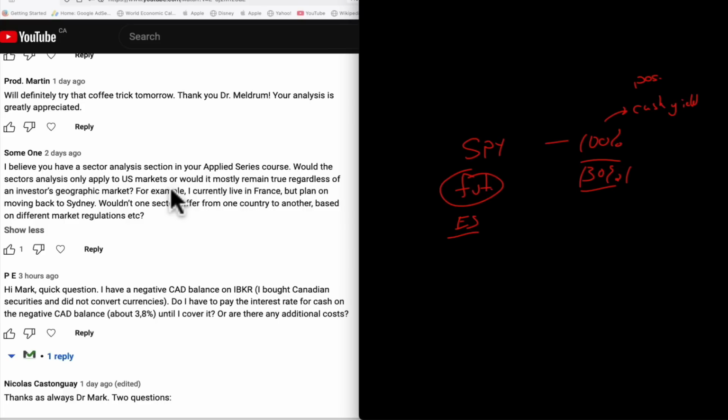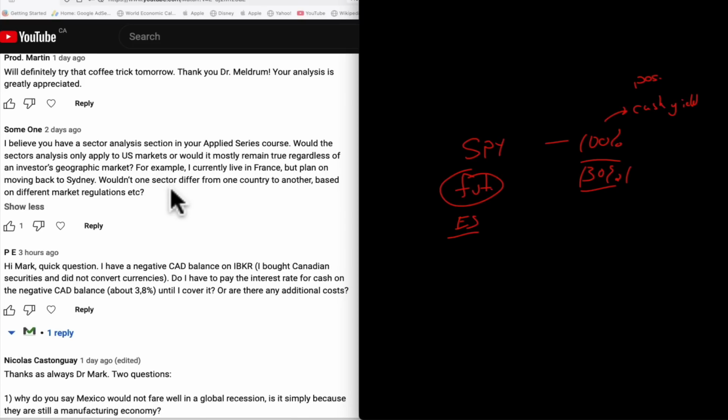But the underlying thesis behind how consumer discretionary acts in different parts of the business cycle would remain the same. I live in France but plan on moving back to Sydney. Won't one sector differ from one country to another based on different market regulations? Not really. They differ from one country to another based on how important that sector is to the economy.